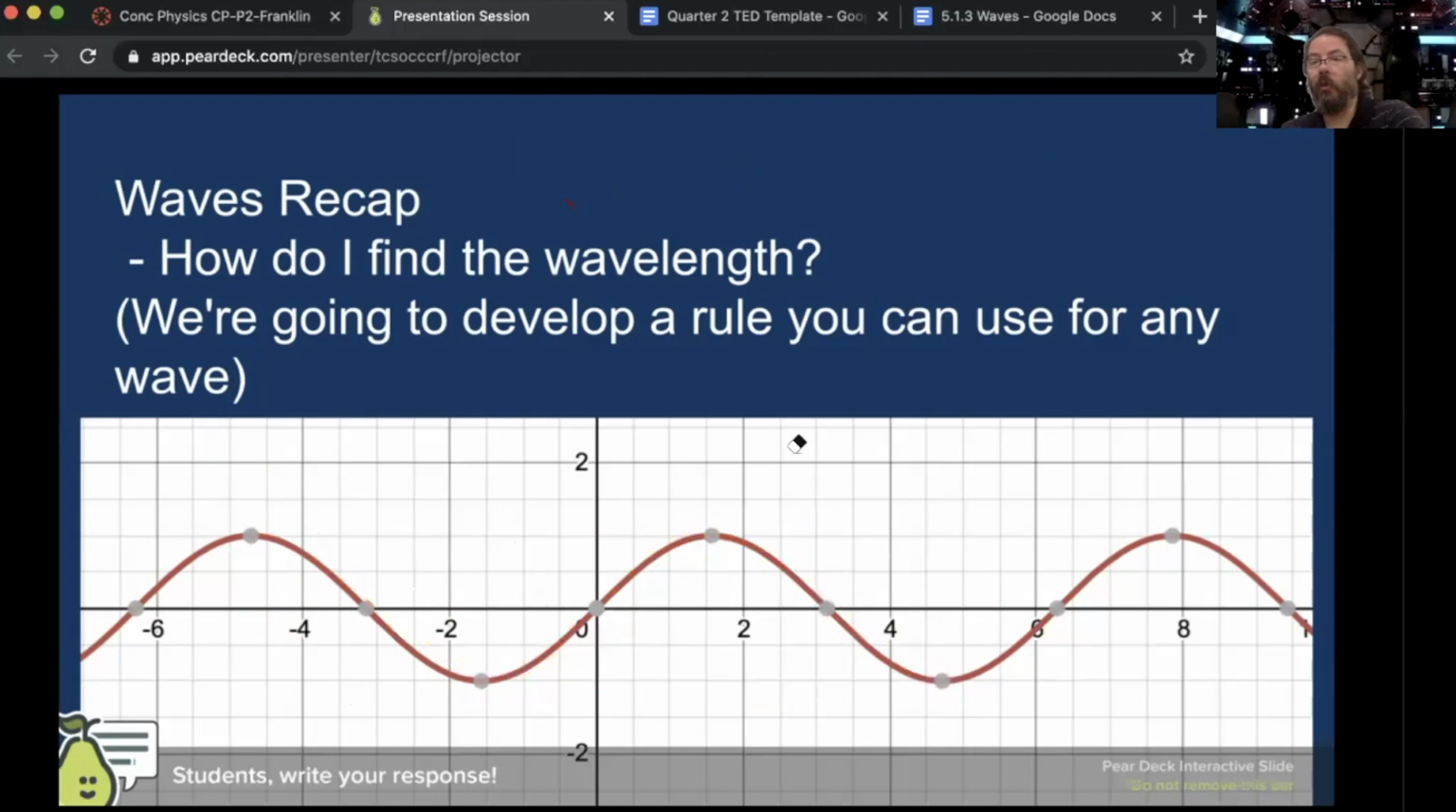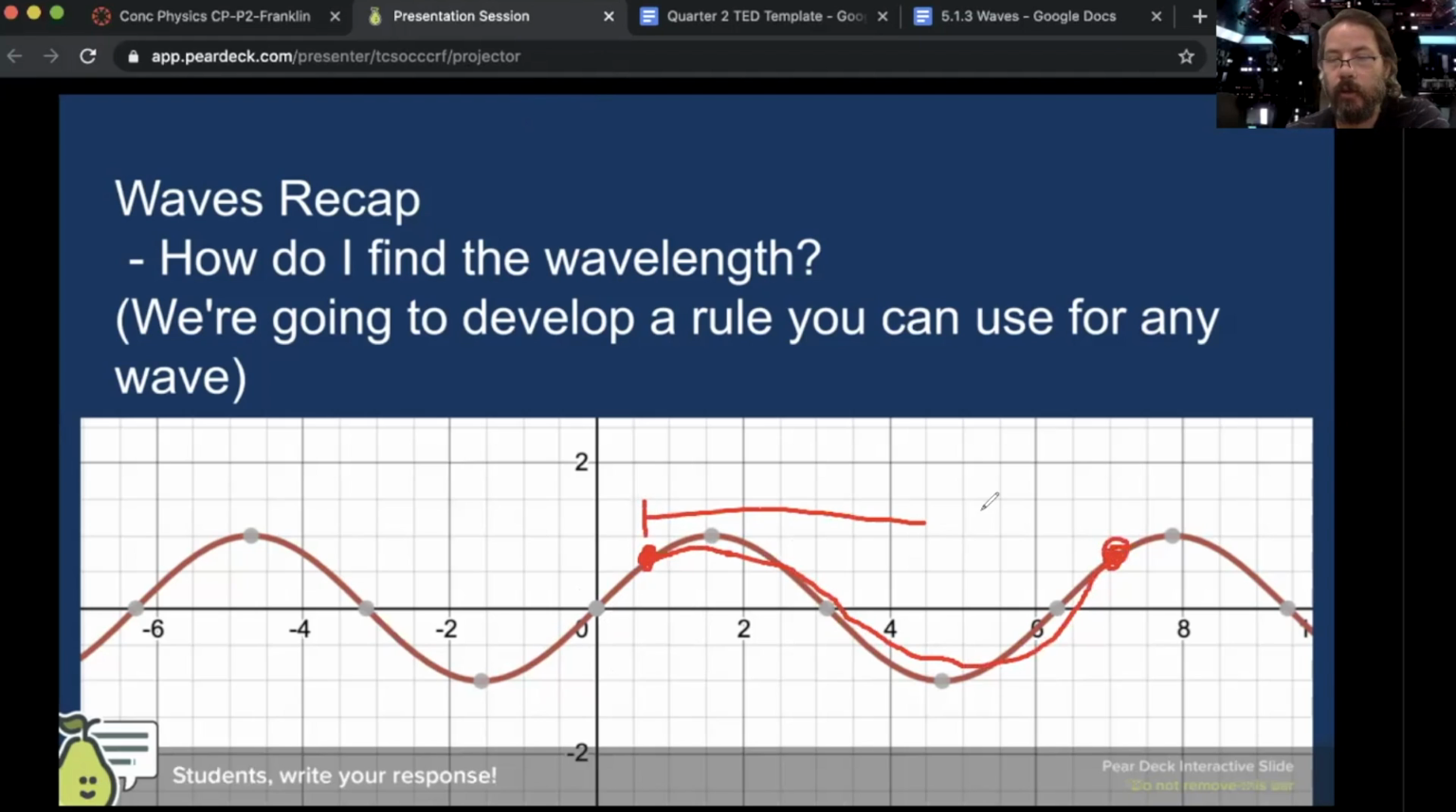So how do I find the wavelength? It's the length of one wave, and it's where the motion repeats itself. So the test is, where does the motion repeat itself? I could start here and ask, well, where is one wave if I start there? You go until it repeats. Right there, now it starts over.